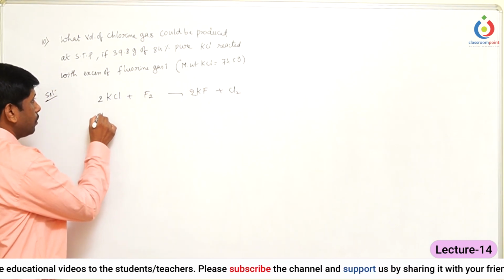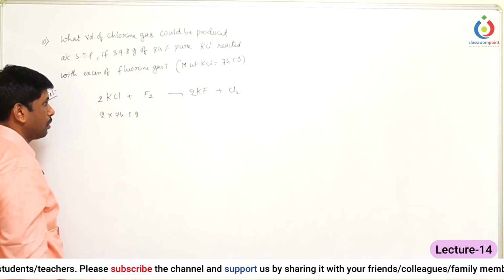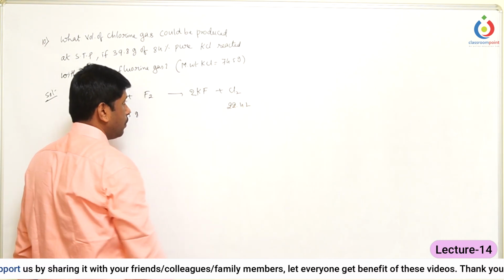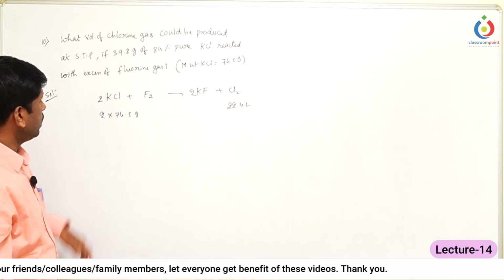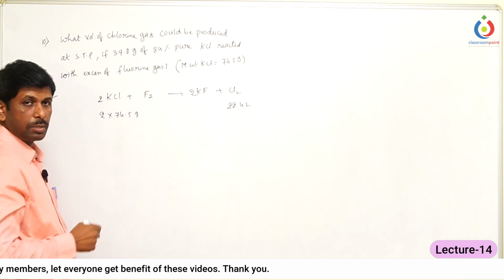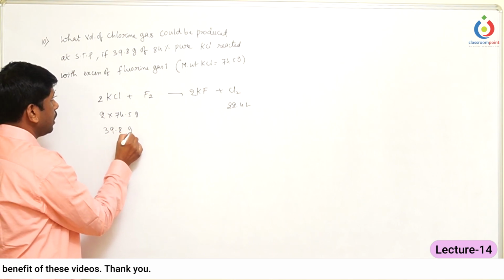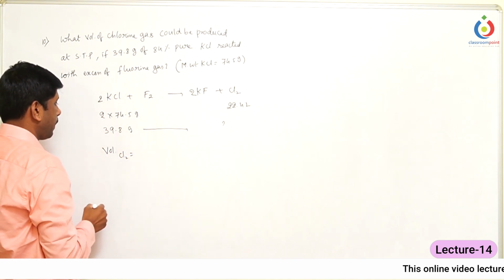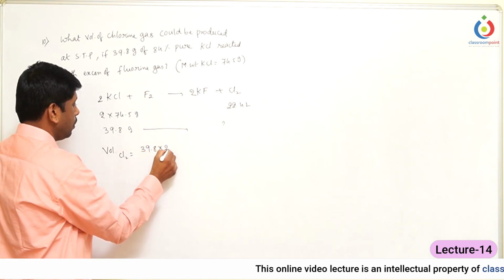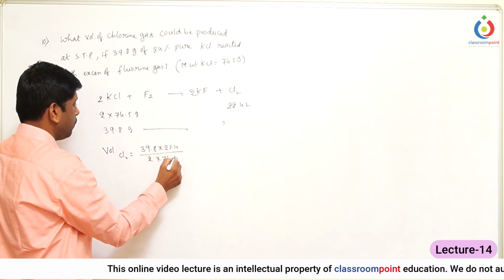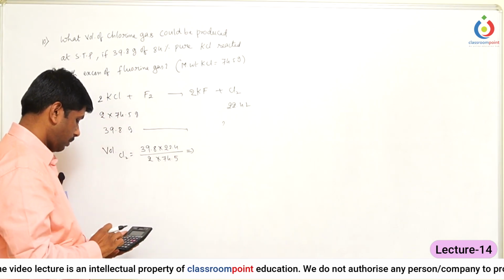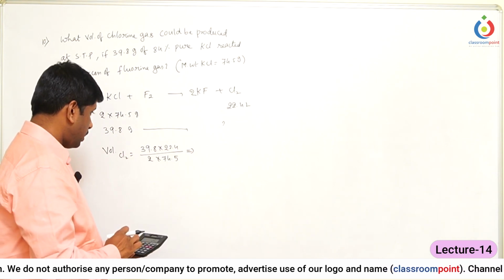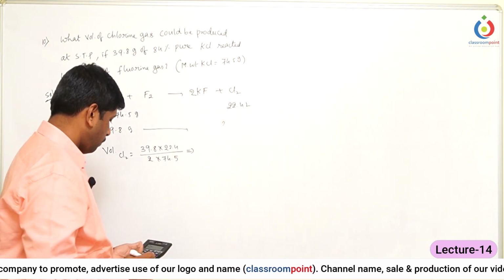So now let us see here, 2 into 74.5 grams of potassium chloride after reaction with fluorine is producing 1 mole of Cl2. That means 22.4 liters of Cl2 at STP. Then for 39.8 grams, method 2 you can apply later because I had already explained that. So 39.8 grams could produce how much volume? The volume of Cl2 that comes from the impure sample, by cross multiplication, is 39.8 into 22.4 divided by 2 into 74.5. This value equals 5.98 liters.